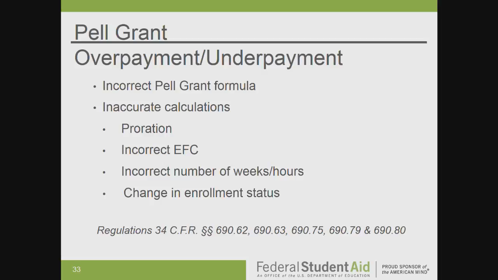status. You want to verify enrollment status before dispersing aid. Conduct random file reviews. Use the correct Pell Grant schedule. And as always, train new staff and conduct annual training.